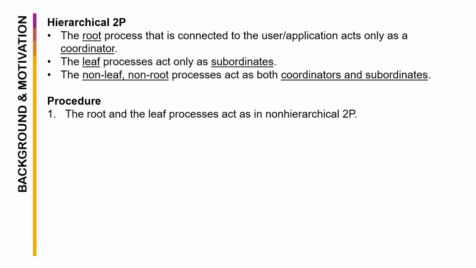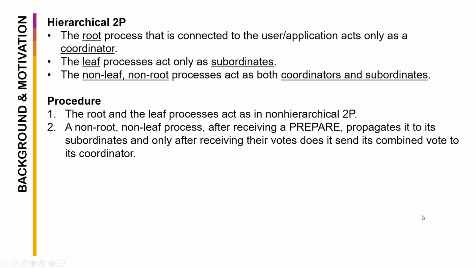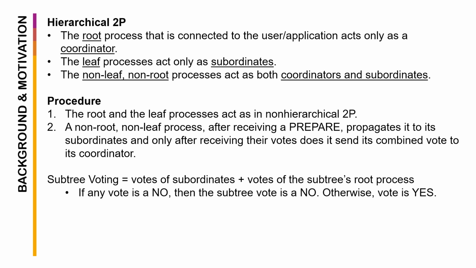First, the root and the leaf processes act as if they are in a non-hierarchical two-phase protocol. Now, the non-root, non-leaf processes, after receiving a prepare message, propagate it to their subordinates, and only after receiving their votes do they send their combined vote to their coordinator. When we talk about combined vote, we usually talk about the vote of the entire subtree. The subtree vote consists of the votes of the subordinates and the vote of the subtree's root process. Similarly, if any vote is a no, then the subtree vote is a no. Otherwise, the vote is yes.